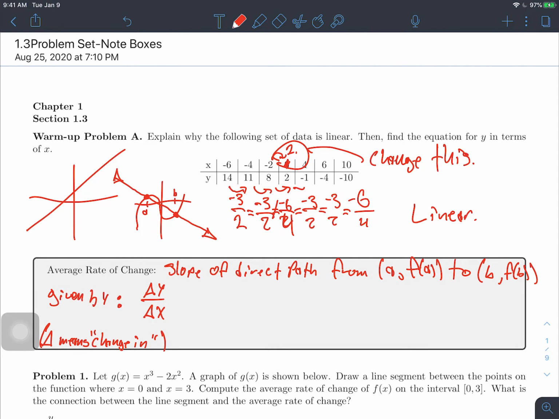Okay, so it's given by delta y over delta x, and the formula for each of those is going to be, respectively, f of b minus f of a over b minus a. And you'll notice this looks exactly like the slope formula which we came up with for lines in the last lecture, and that's because it is the slope of a line. It's the slope of this line which takes the direct path between two points on a function.